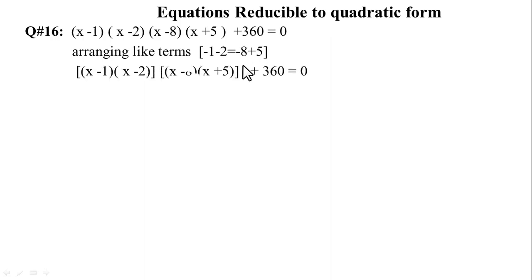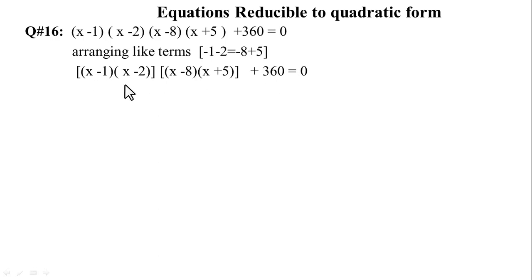Here we can arrange the values: minus 1 and minus 2 make minus 3, and also minus 8 plus 5 is minus 3. So we can give the equation in this form, arranging like terms: minus 1 and minus 2, minus 8 plus 5. So we can write the form as x minus 1 into x minus 2 into x minus 8 into x plus 5, plus 360.